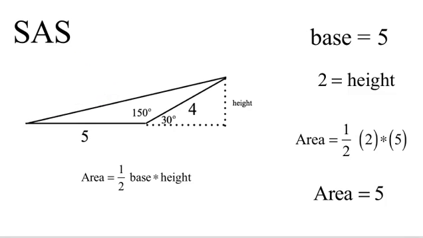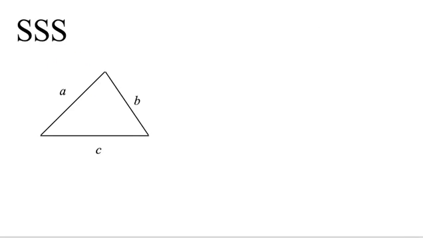The next example I want to look at is an SSS triangle. So I have three sides. I have A, B, and C. I don't have any angles. You'll recall that if we were going to solve an SSS triangle, we would use the law of cosines. Well, here we have another model that we're going to use to find the area of this triangle.